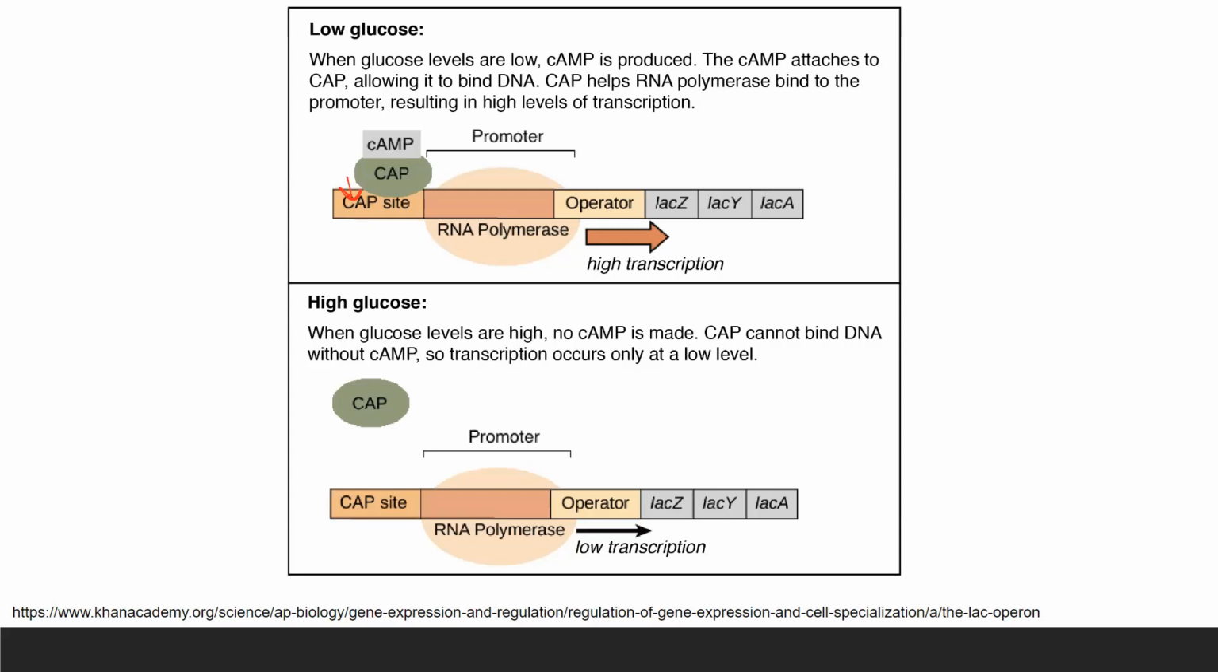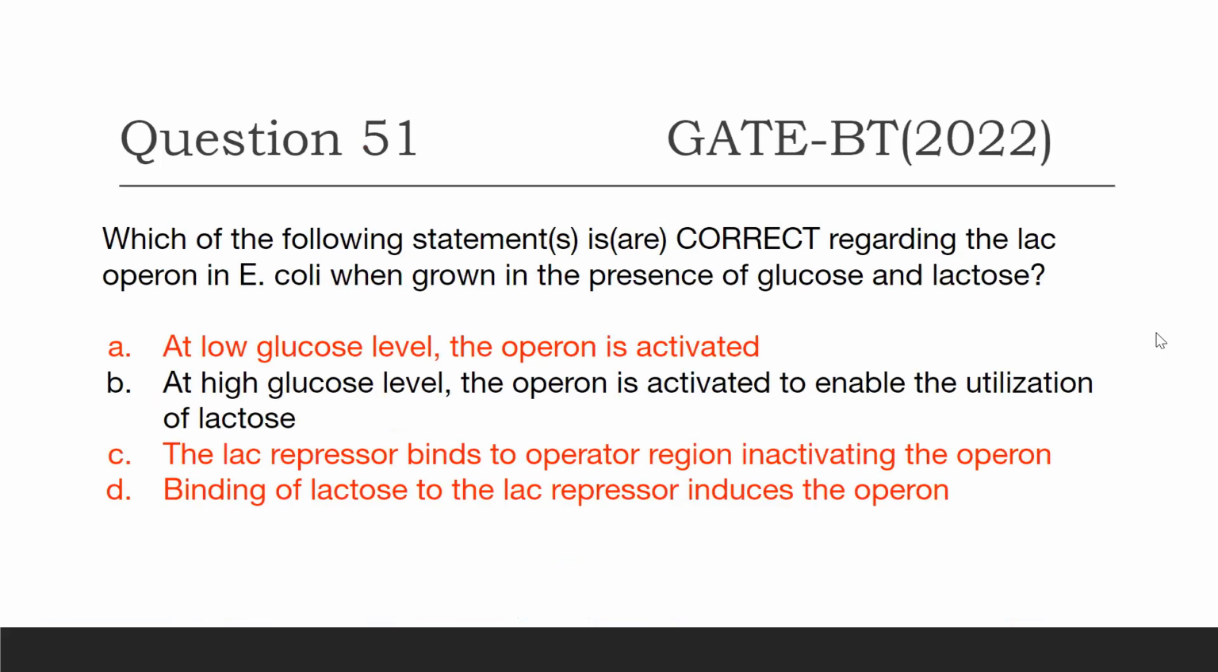So CAP cannot bind to the CAP binding site. So even though the RNA polymerase is bound to the promoter, transcription occurs at very low rates. And even if CAP is bound to the CAP site, if there is a repressor present, it can still stop the transcription of the Lac-operon. So now that we have seen all the four cases, let's go back and see what the answers are.